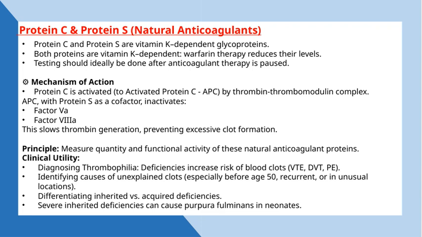in unusual areas. Additionally, these tests help us differentiate between inherited deficiencies, those you're born with, and acquired ones, which may develop due to other conditions or treatments. In severe inherited cases, especially in newborns, deficiencies can lead to purpura fulminans, a serious and sometimes fatal clotting disorder. So, understanding protein C and S levels gives us crucial insight into clotting risks and helps guide appropriate management.